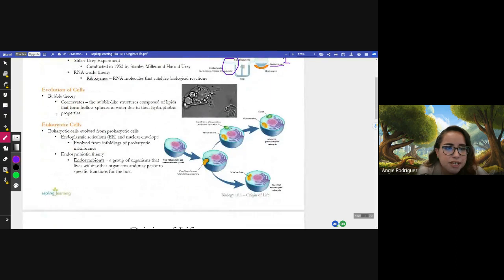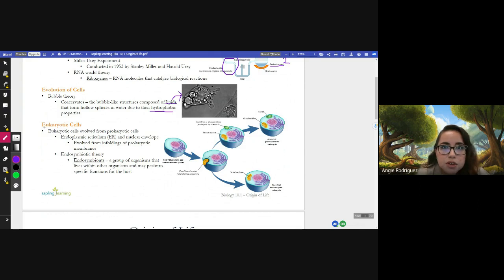Let's keep going right here. Evolution of cells. We have something called the bubble theory that you can Google on your own. So they had coacervates. These are bubble-like structures that were composed of lipids, also known as fats, which are pictured right here next to you. So these form hollow spheres in the water due to their hydrophobic properties. In other words, they don't like water. If they're hydrophobic, that means they do not like water. If it's the opposite, if they're water loving, it would be another term that we're going to introduce to you later on.